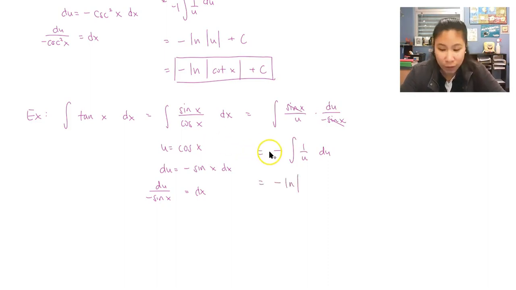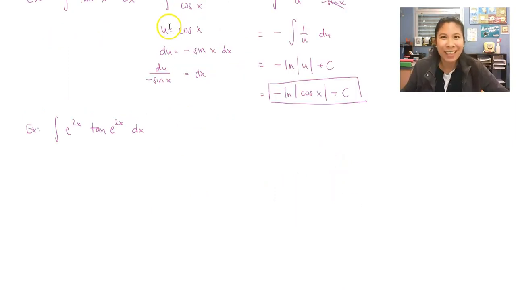So the integral of 1 over u, we've been saying all along, is the natural log of the absolute value of u plus c, and then we have that negative in front. So replacing u with cosine x, that would be it. All right, one last example.